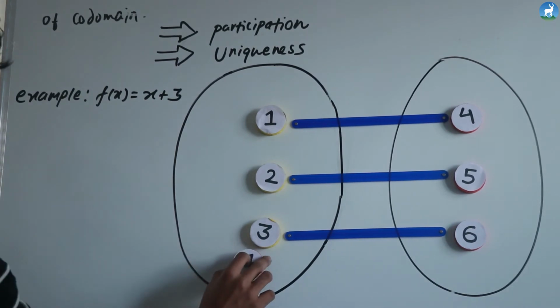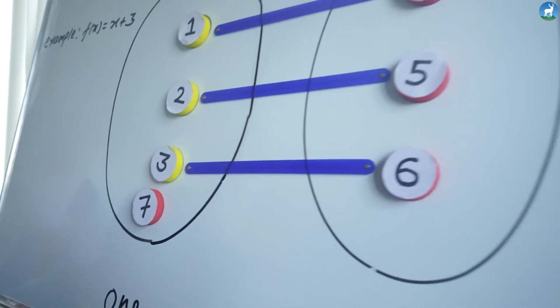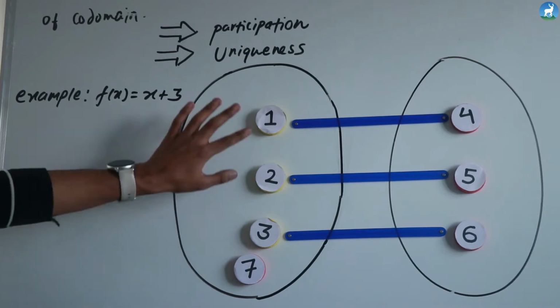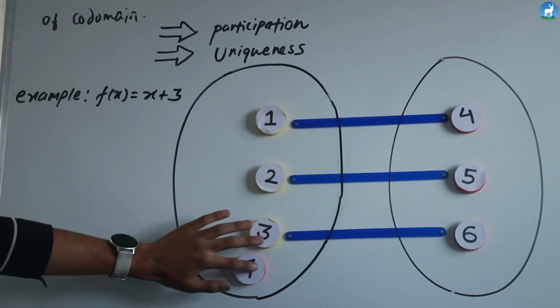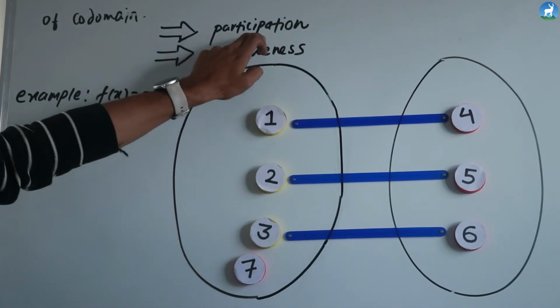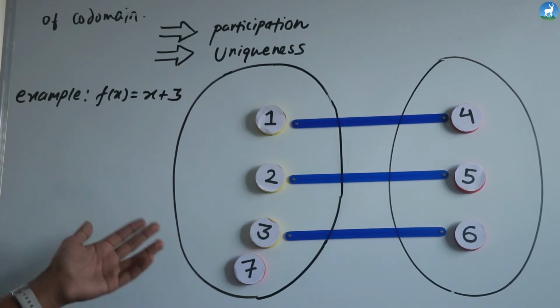Now, what would happen if I would take this element and add it to the domain? Will this still be a function? The answer is no. First of all, each and every element is not participating in an association. So, the first postulate seems to be violated. In conclusion, we are not going to call this a function.